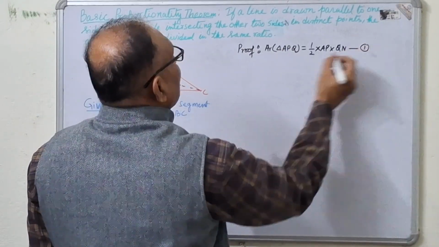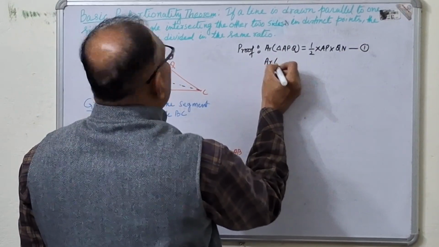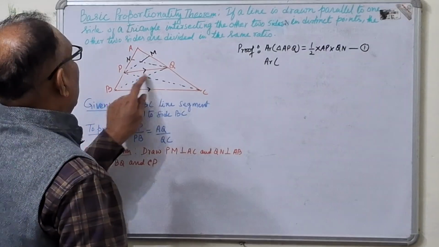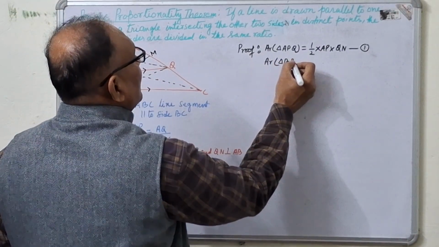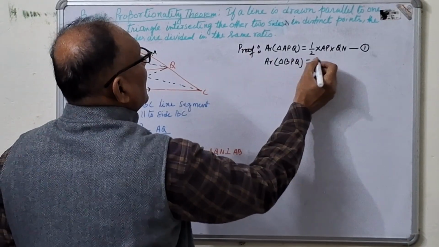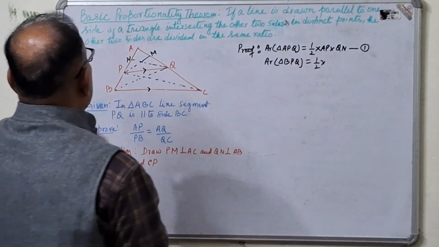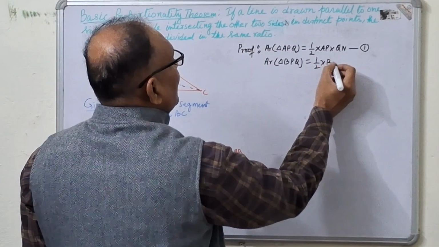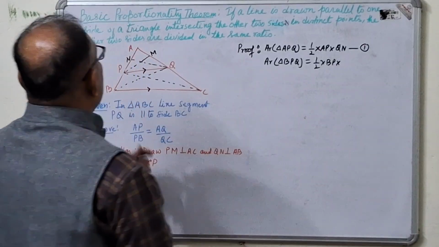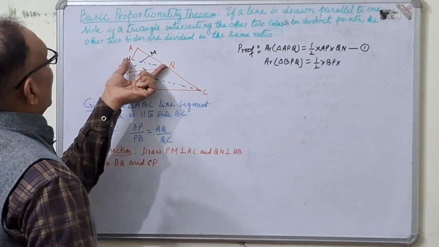Equation number 1. Area of triangle BPQ is equal to half base BP and perpendicular QN.